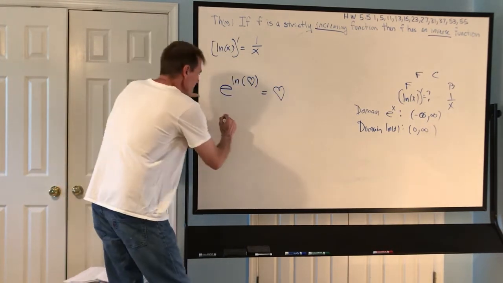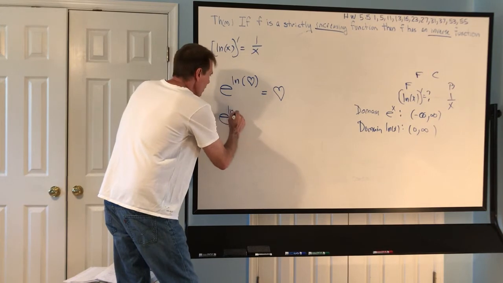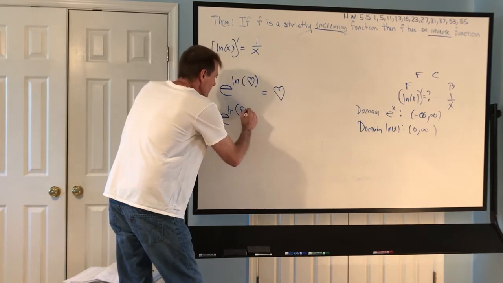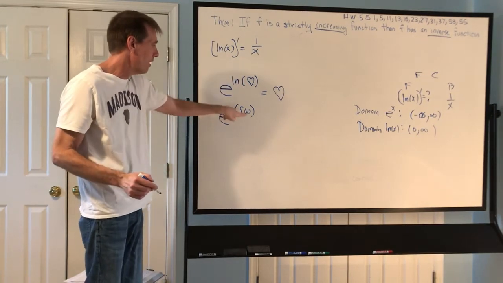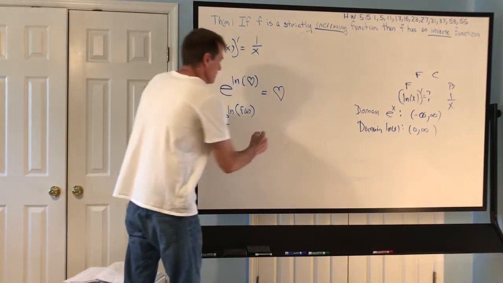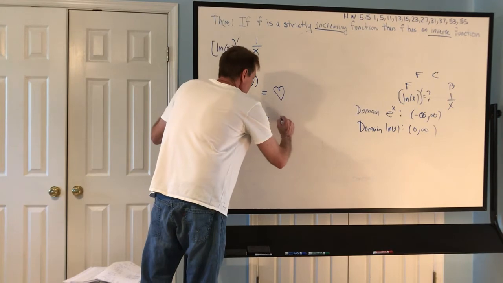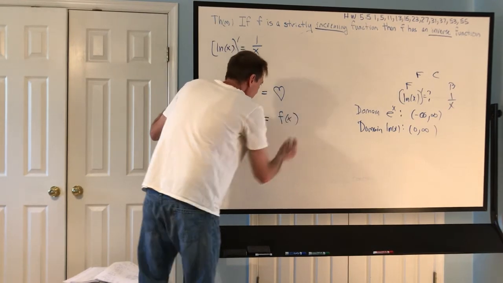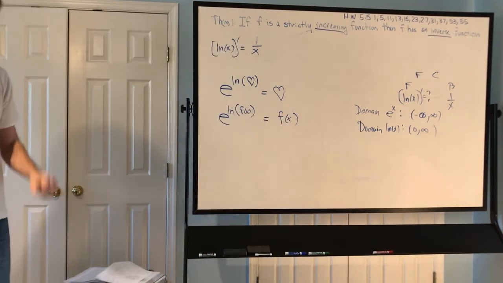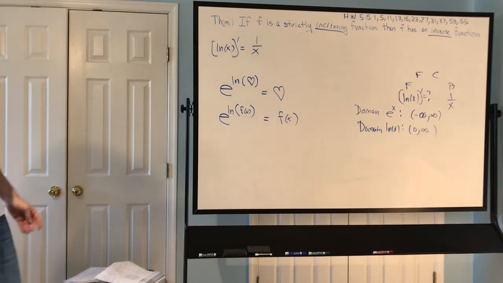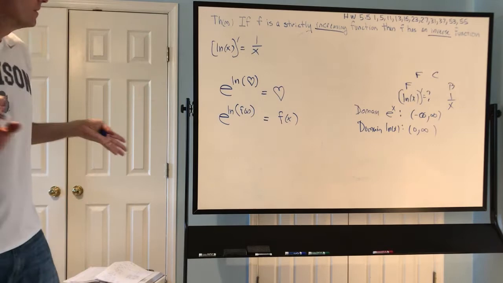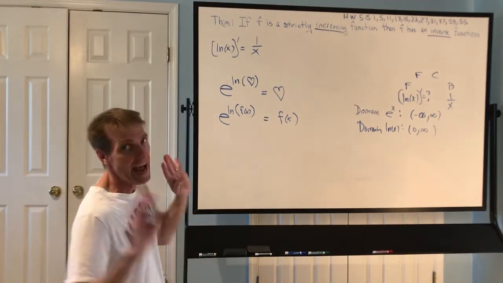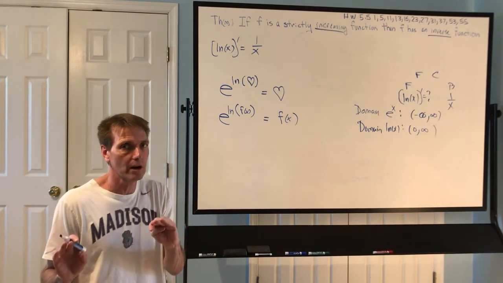So now I'm going to change that heart to an f of x, then e to the natural log of f of x would be equal to f of x. Right? We're just using the properties of the inverse functions. Now I'm going to do the exact same thing, but it's going to be a little bit more complicated.